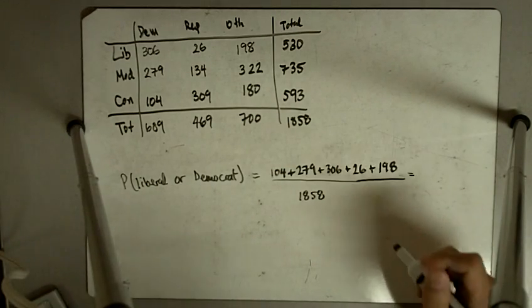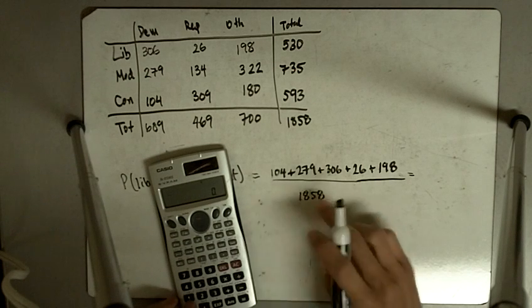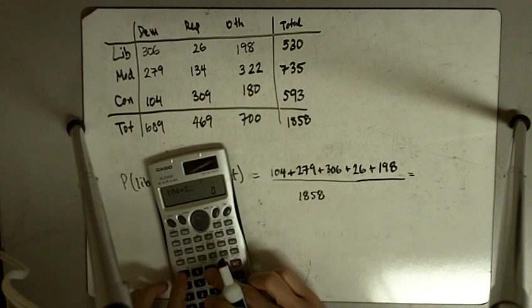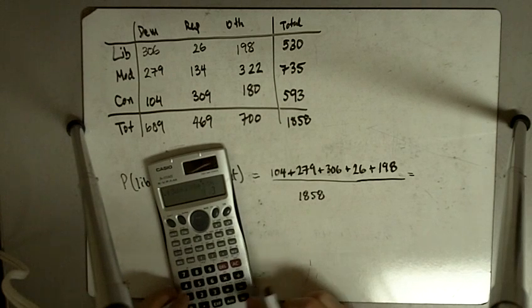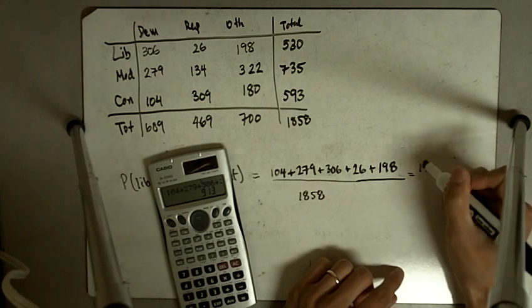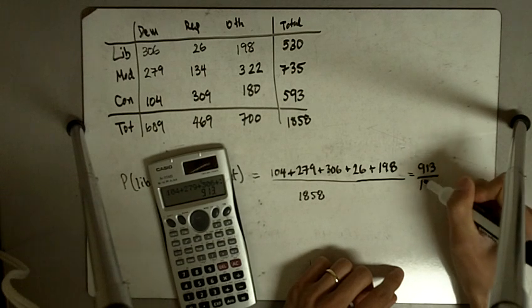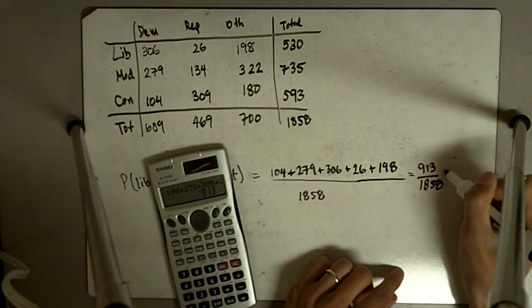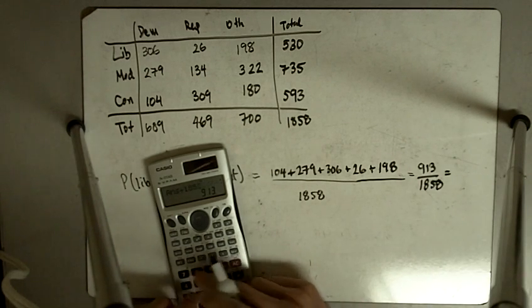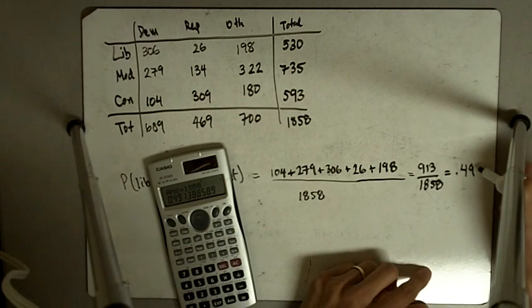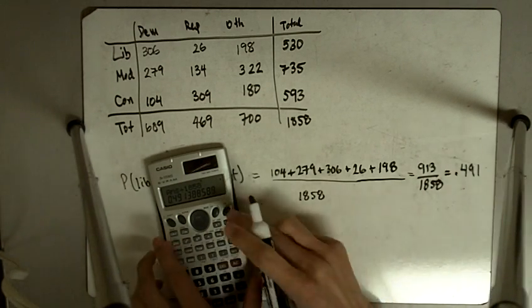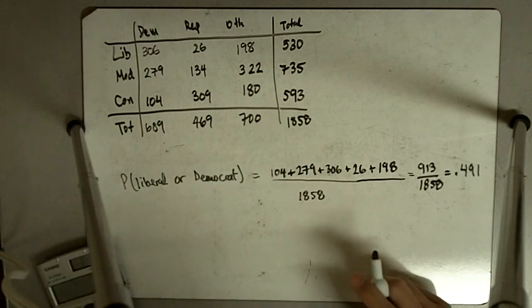And so we can add all of those numbers up, and on top I get 104 plus 279 plus 306 plus 26 plus 198, and I get 913 out of 1858, and that gives me 0.491. Now there was a shortcut that I can use.